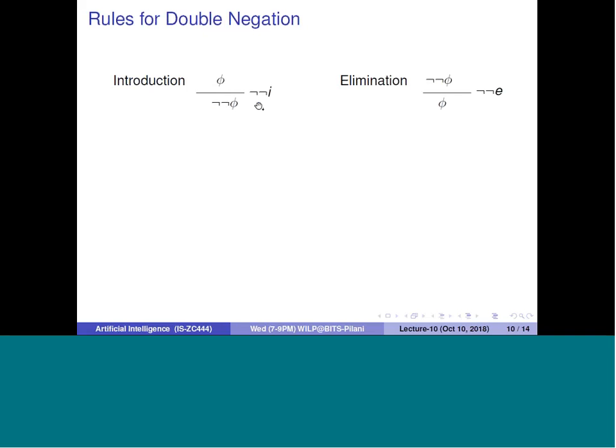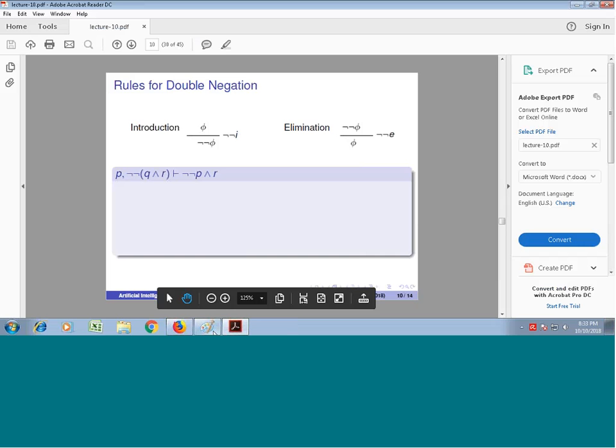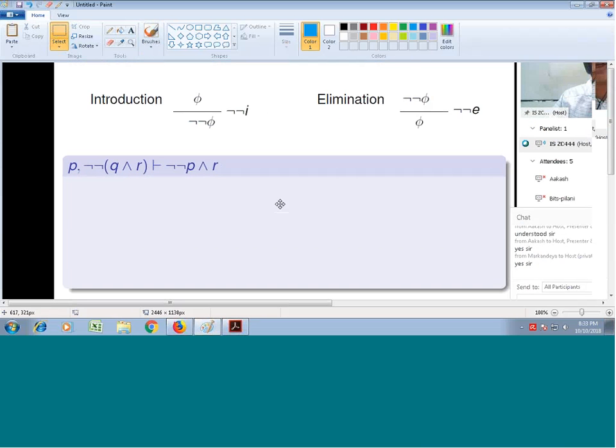So this is the introduction of double negation: if phi is there, you can write not not phi. If not not phi is there, then you can write phi. That is elimination of double negation. All right? Is it understood? If somewhere you need it, you can utilize this. Yes? All right. Now my question is, can you prove this?